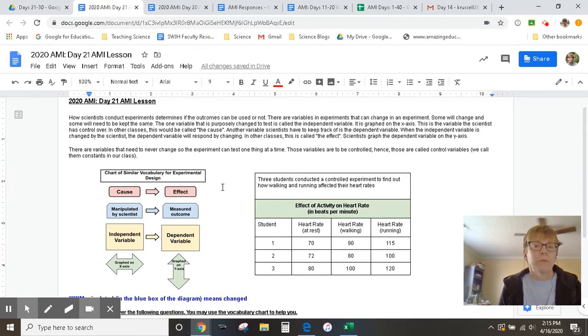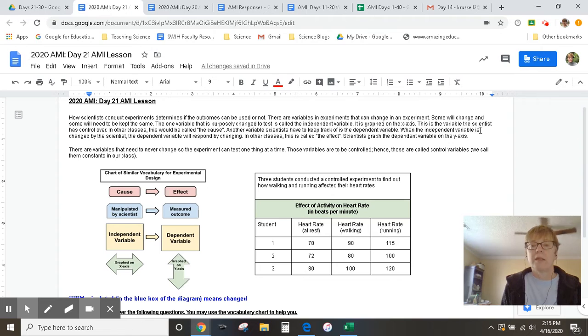So let's go back up and read the passage really quick so we can get our reading in for the day. Okay, how scientists conduct experiments determines if the outcomes can be used or not. There are variables in experiments that can change. Some will change and some will need to be kept the same. The one variable that is purposely changed to test is called the independent variable. It is graphed on the x-axis, and remember the x-axis is the one that goes from left to right.